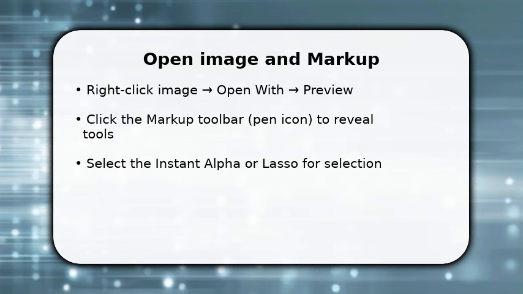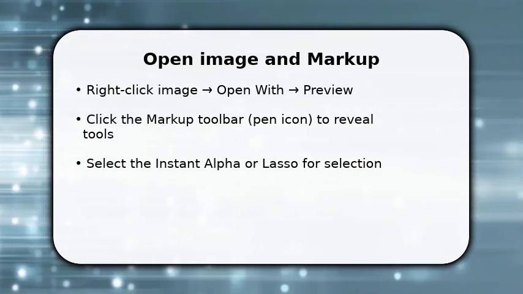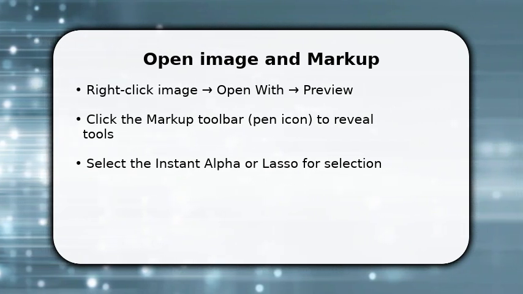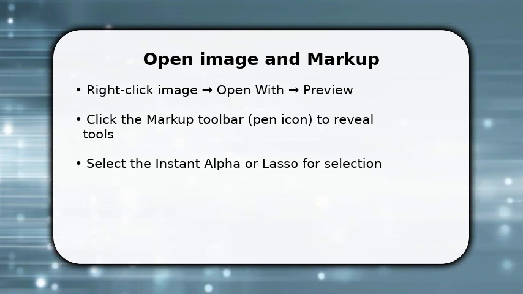You start by opening the image in Preview and showing the markup toolbar so the tools are ready. Click the Instant Alpha tool to target contiguous background color. This is faster for solid or simple gradients.